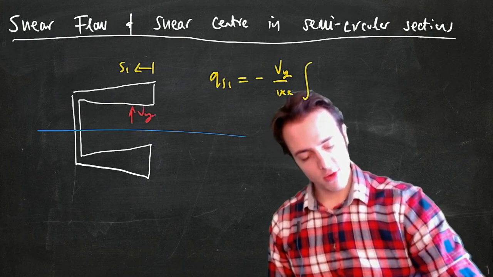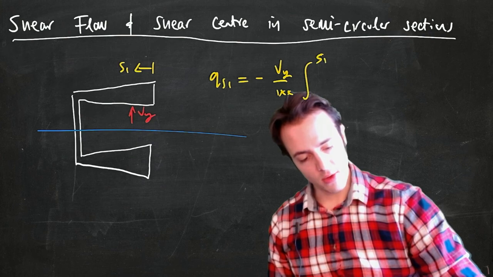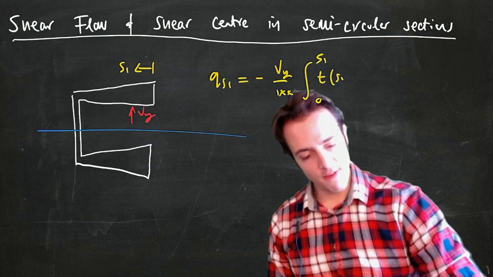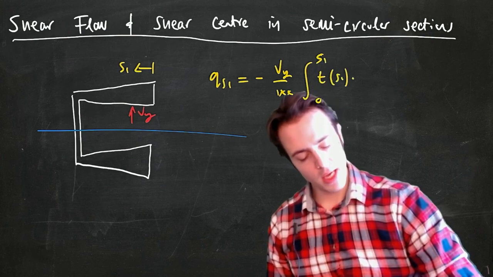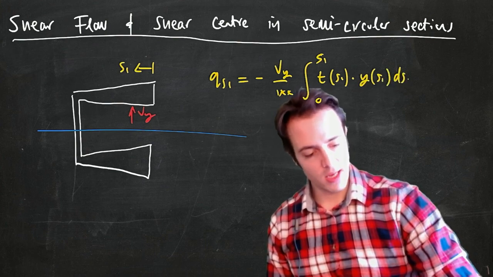The only thing that's different with these sorts of sections is that if I defined an ordinate S1 here, and then I wanted to work out the shear flow distribution, qs1 is equal to minus Vy on Ixx, where Vy is this arbitrarily applied force, Vy on Ixx integral from S1 to 0. The thickness is then a function of S1, okay? And then y is actually a constant, but I'll put it as a function of S1 in here, ds1.